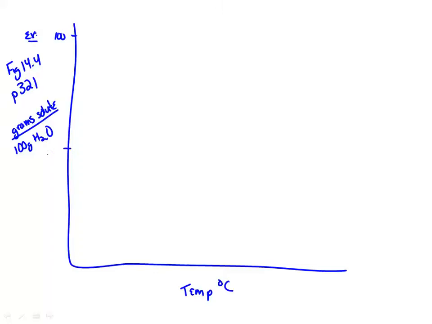So let's take a look at a graph. In your book, this is figure 14.4, and in the 10th edition, it's on page 321. I have no idea what page it's on in your current editions. On this axis, we write grams of solute per 100 grams of H2O. And on this axis, we're simply going to plot temperature in degrees Celsius. Here's 100, here's 50, here's 0. Temperatures will be 0 degrees Celsius, then 20, 40, 60, 80, 100.